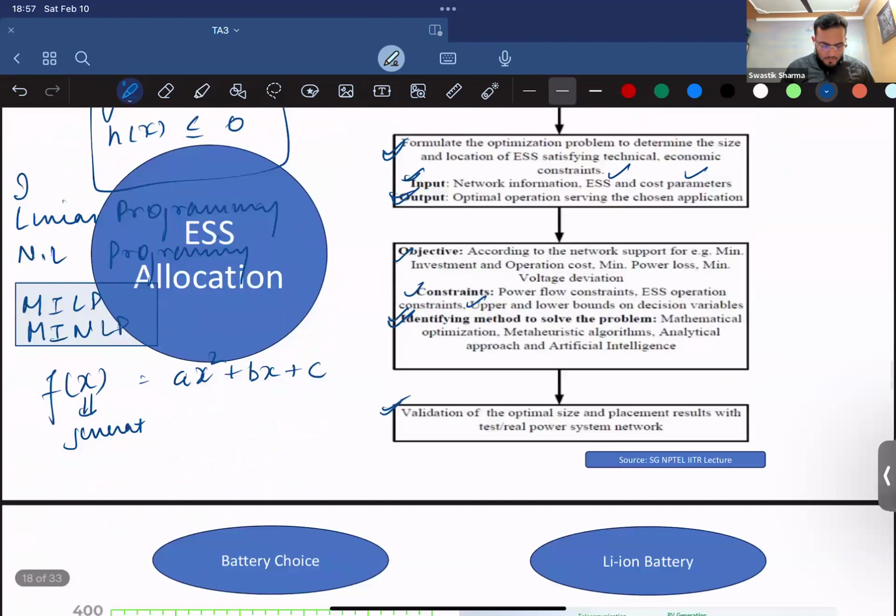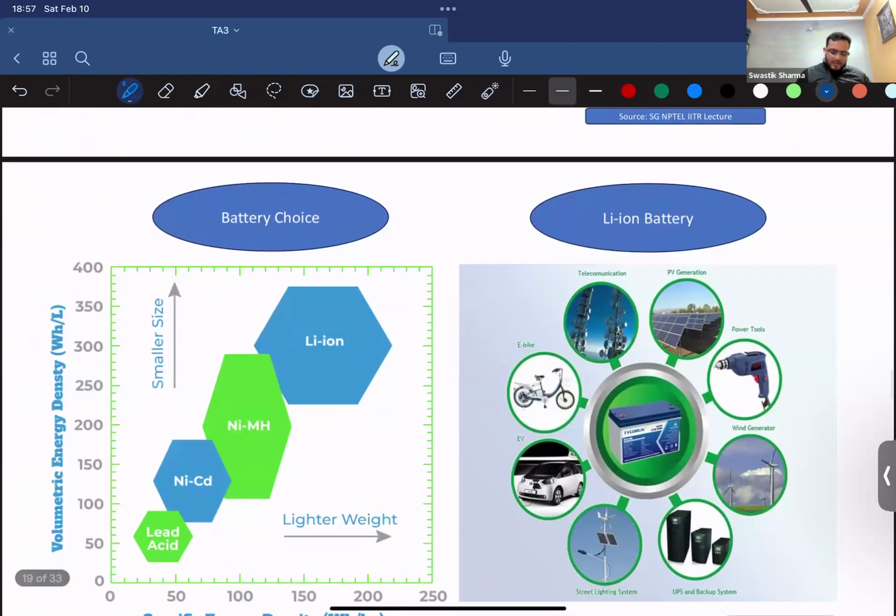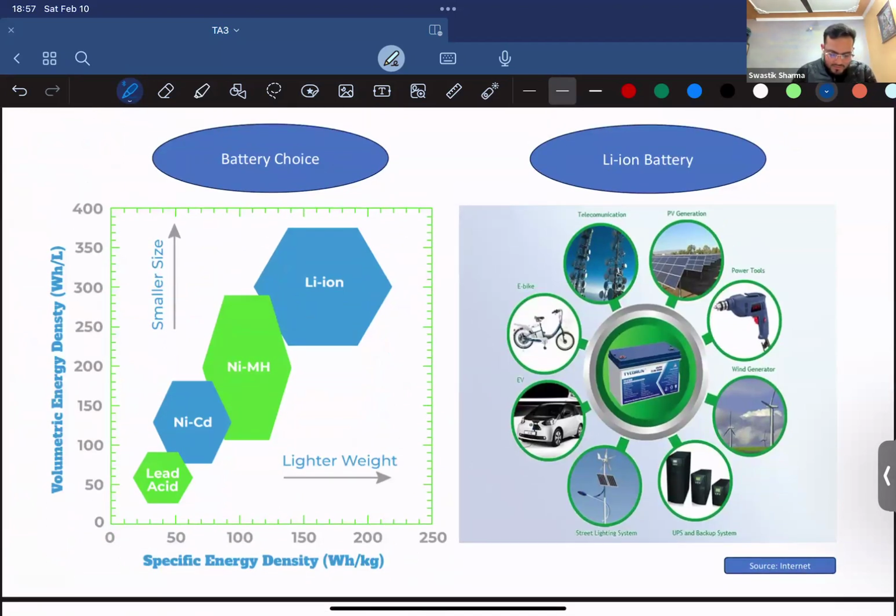Next, how do you determine what kind of battery you require? Here I've given how the size versus the weight of the battery goes. That's the specific energy density versus the volumetric energy density, where lithium ion is at the top, and then there's nickel, and this I don't remember, but this is nickel, cadmium, and lead acid, where lithium ion generally has a higher energy density. That means it can store at a higher rate, at a high value, high energy, and then it can discharge as well.